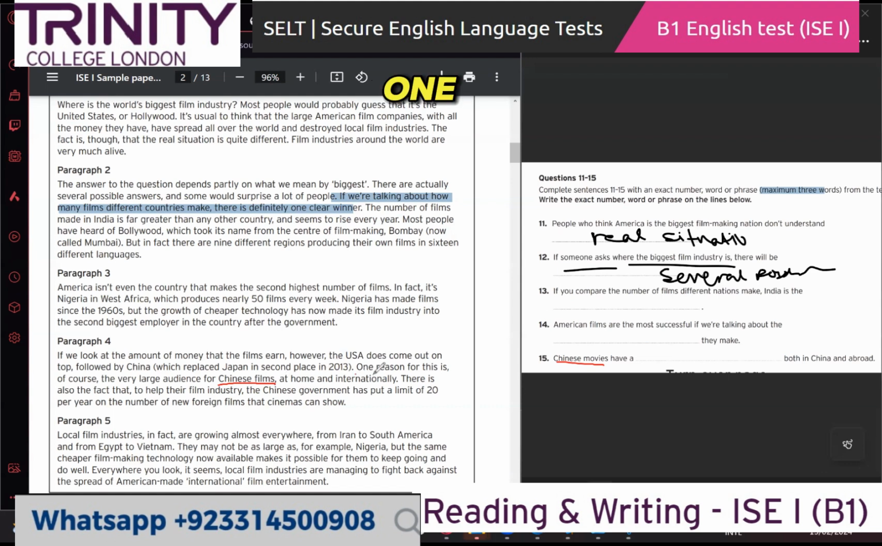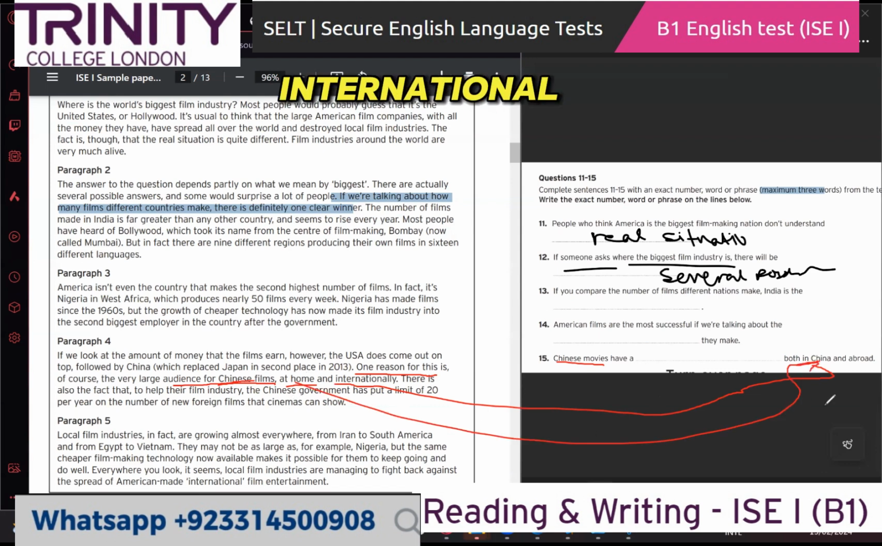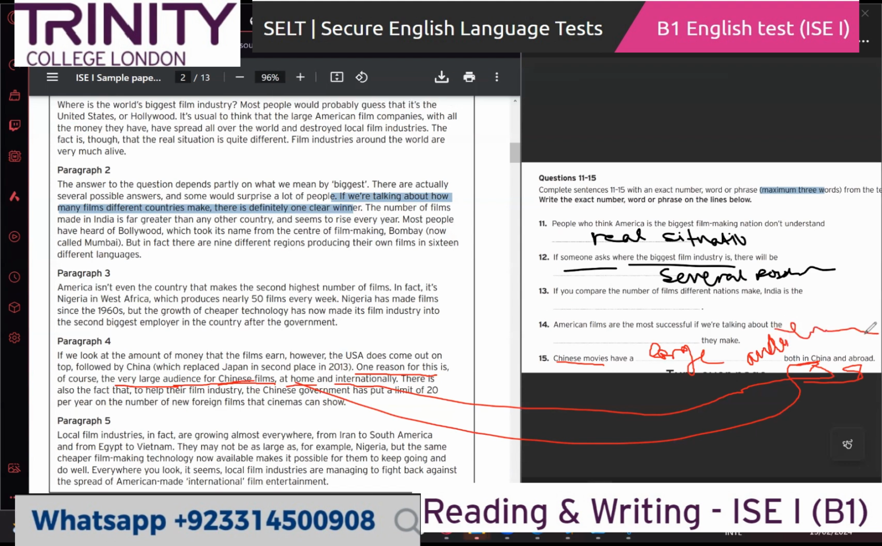One reason for this is, of course, they have a large audience for Chinese films at home and internationally. At home means in China, inside China. Internationally means abroad, okay? So outside, yeah. Chinese movies have a blank. Chinese movies have a large audience, right? Have a large audience. Understanding or not?